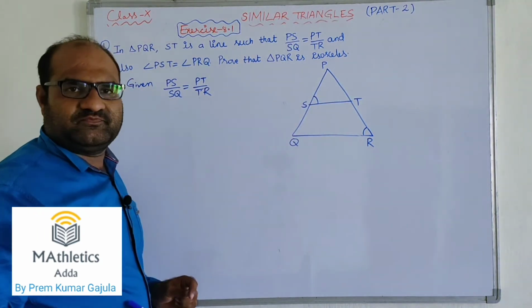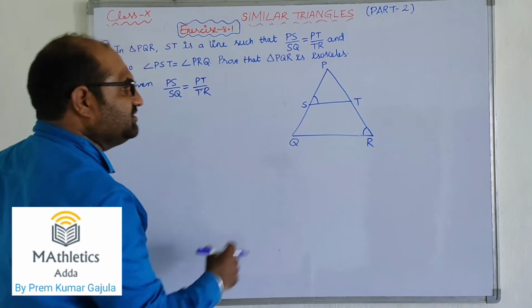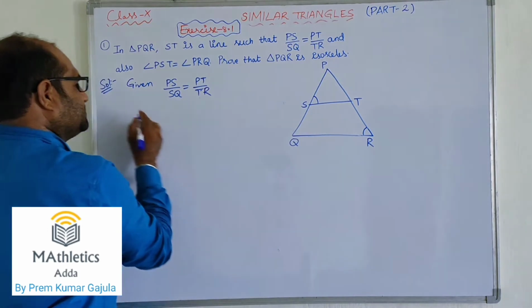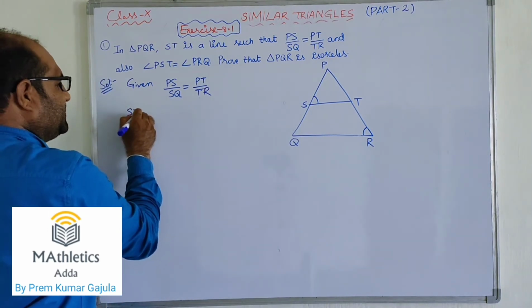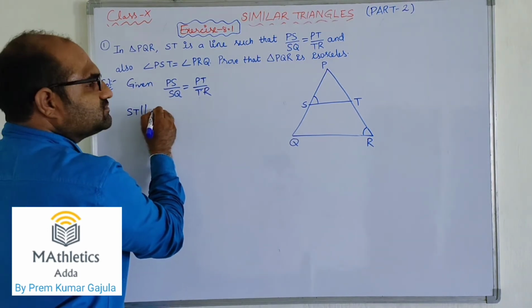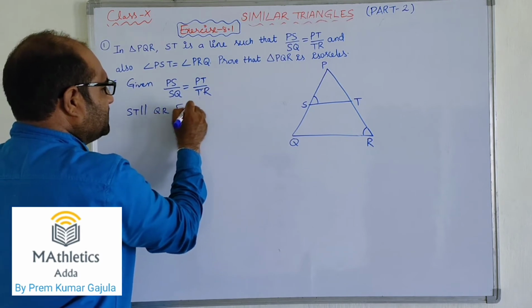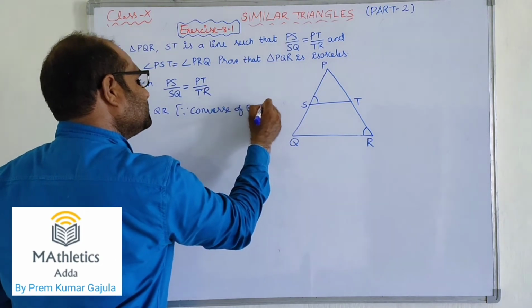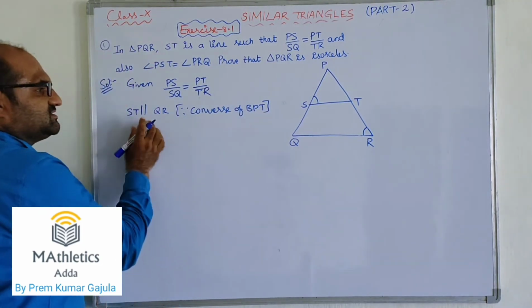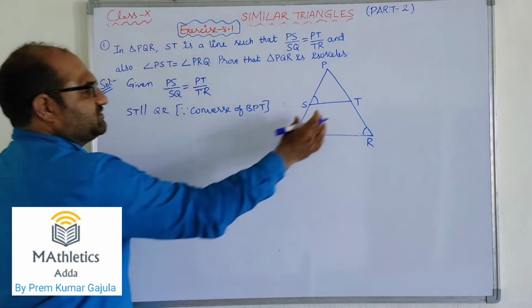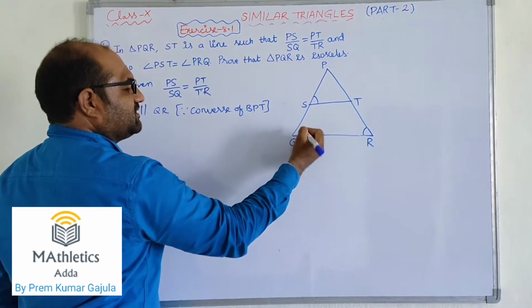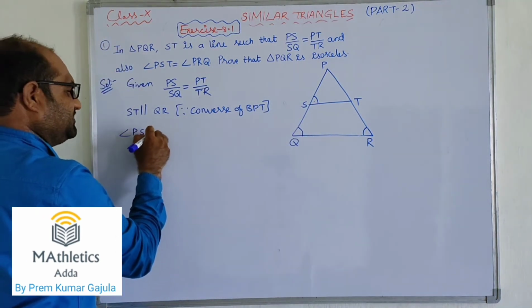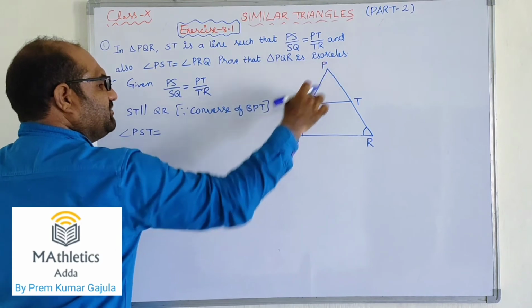So what we can say from the converse of BPT theorem: if this ratio is equal to this ratio, then this is parallel to this. So we can write ST is parallel to QR from converse of BPT. Now after getting ST parallel to QR, we can say that these two are corresponding angles, so these will be equal. Angle PST will be equal to angle PQR.